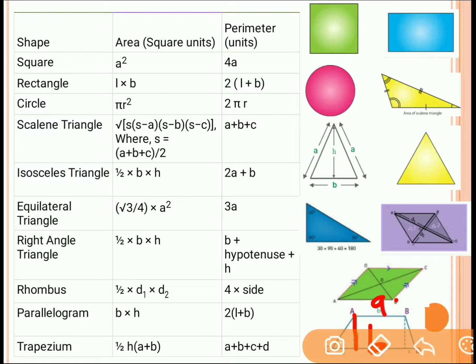So if h is the height and A and B are the lengths of the two parallel lines, then the area of the trapezium is half into height into (A plus B). Also the perimeter of the trapezium is equal to the sum of all four sides. So the sum of all four sides for the trapezium is A plus B plus C plus D. So this is the chart of area and perimeter of different two-dimensional objects.